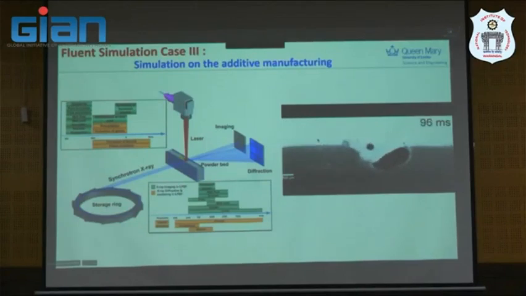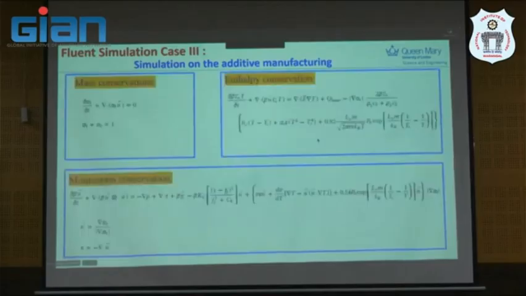And then we want to do some simulation about LPBF. Firstly, we should build the conservation equations. In this simulation, a multi-phase model was considered, including the liquid phase and the air. The volume of fluid method was used to track the interface between these two phases.